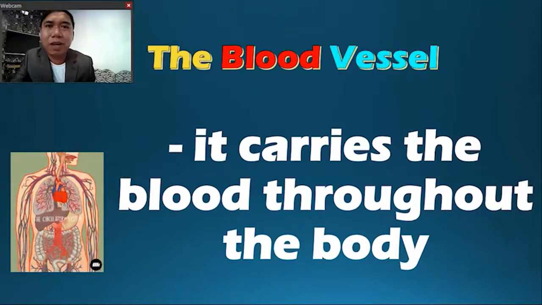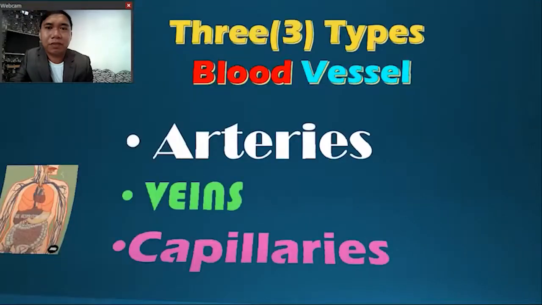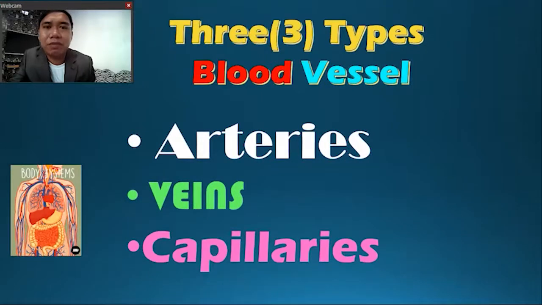Now, the blood vessel comes in three types. What are those types? We have the arteries, the veins, and the capillaries. Again, what are the three types? The arteries, the veins, and the capillaries.